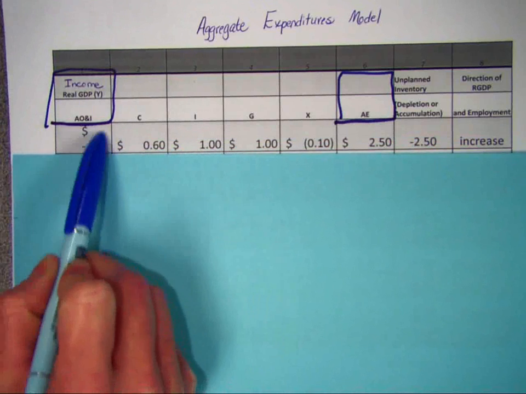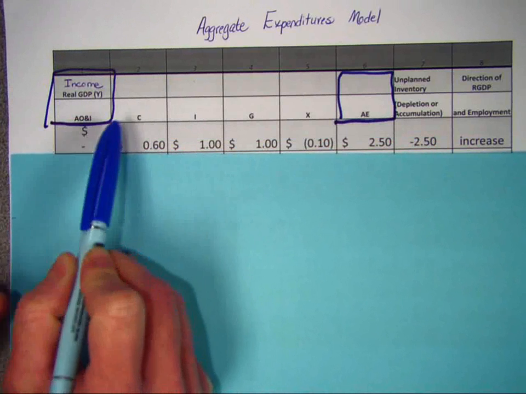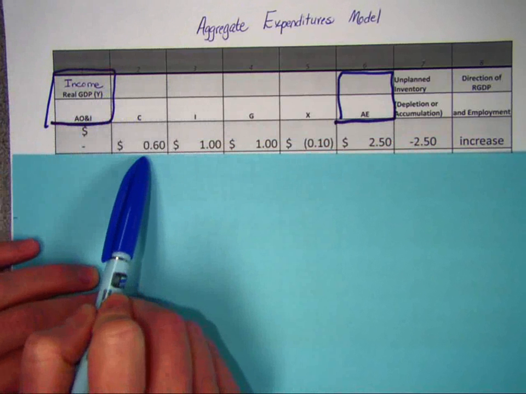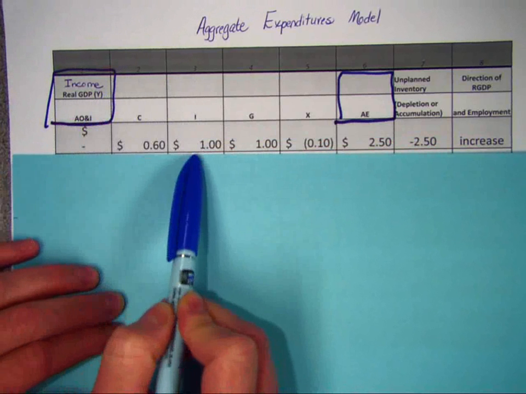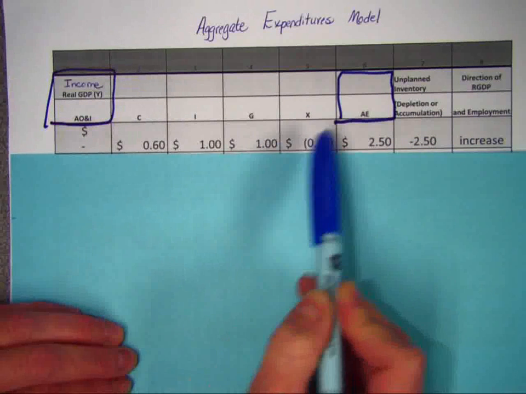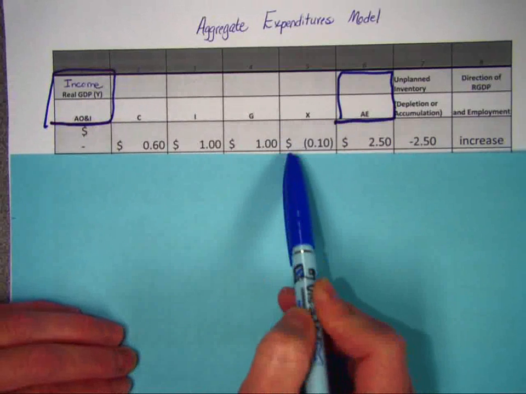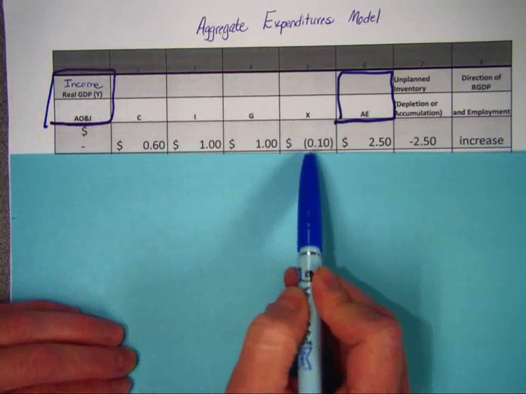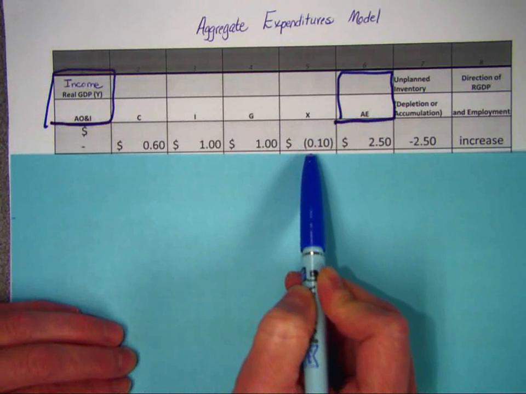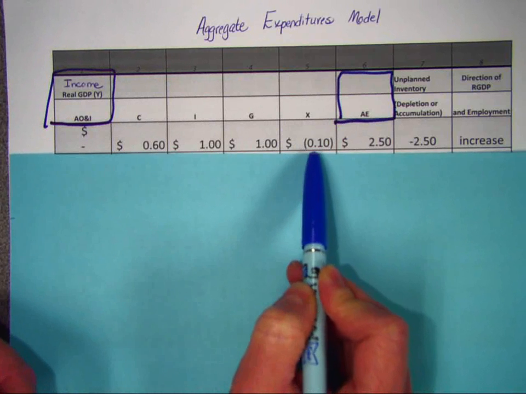row, we have output being 0, okay? Just nothing is there. And yet, we still see some consumer spending, that's 0.6. We see business investment, that's 1. We see government expenditures, that's 1. And net exports is a minus 0.1. Now remember, for the United States, X is going to have a negative value because we have a trade deficit. We are importing more from foreigners than we are exporting out to foreigners. So that's going to be negative.